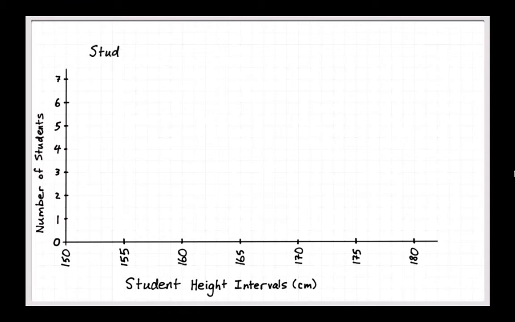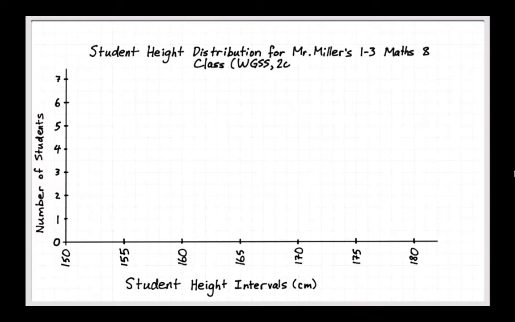The next thing I want to do is put a title at the top. You'll notice that I have kind of a lengthy title, because I want to make sure that I'm clear that this is a really specific set of students. I'm talking about a student height distribution here, but if that was my title, you wouldn't know which students I'm talking about. So it's for Mr. Miller's 1-3 Maths 8 class at Walnut Grove Secondary School in the school year 2019-2020. And so now it's really clear where this data is coming from.